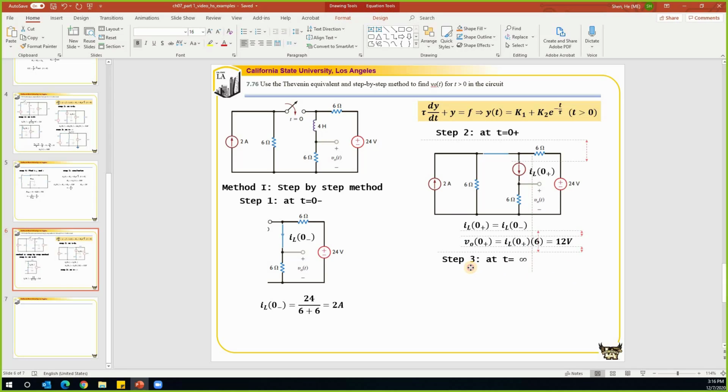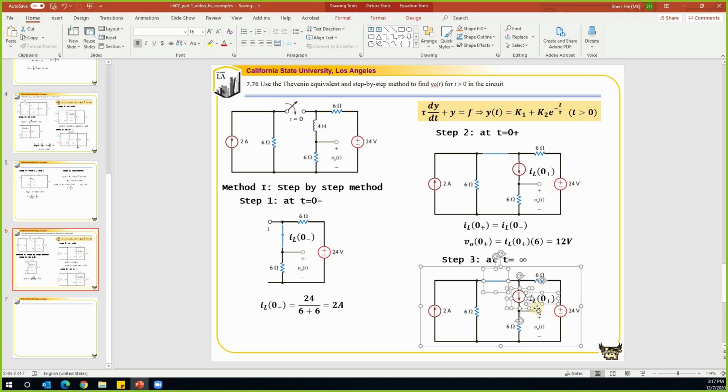Step 3, we're going to look at what happens at t equal to infinity. At t equal to infinity, this inductor will work as a wire. So let's draw the circuit again. And this will be a wire, right? And we are looking for this voltage VO at time t equal to infinity.